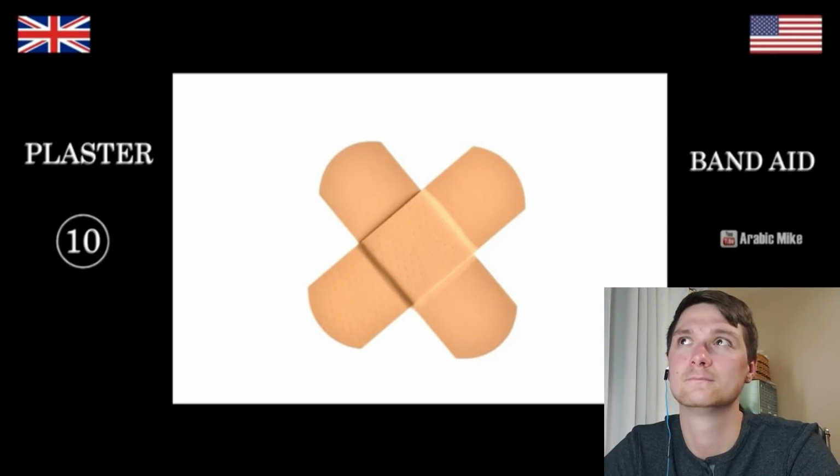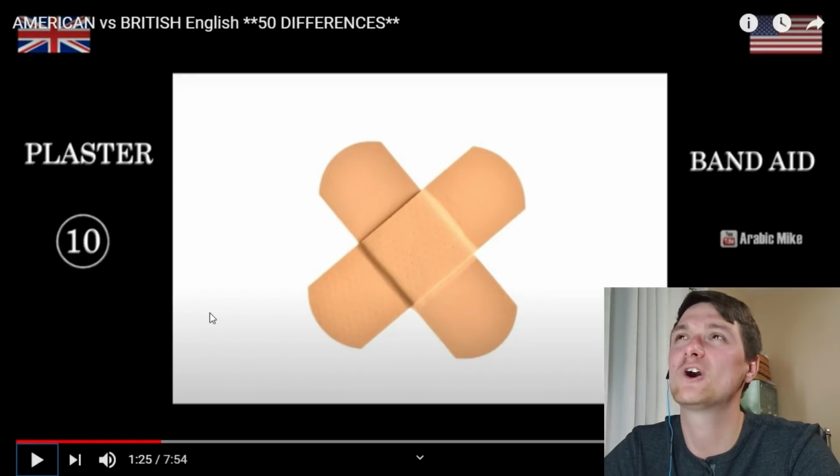What's that? Band-aid. Plaster. Why would you call it plaster? Plasters for us is like the white clay stuff that you use to make molds and stuff with. And band-aids, they don't get plastered on, they get stuck on.